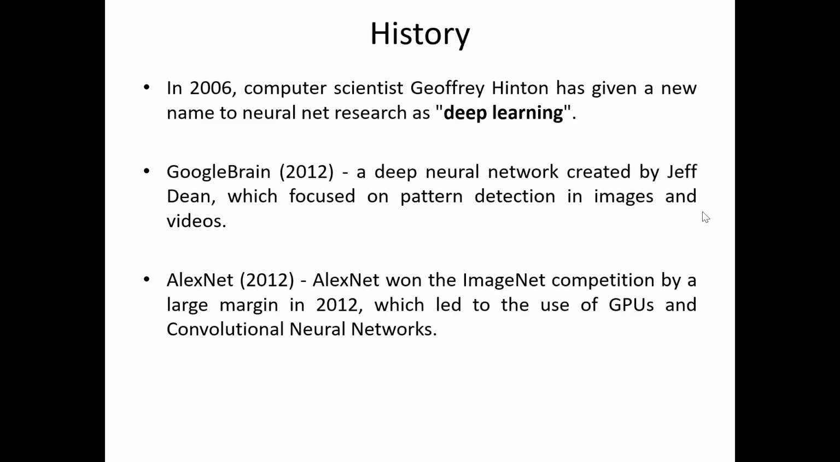Now, another milestone was achieved in 2012 by Google Brain, a deep neural network created by Jeff Dean, which focused on pattern detection in images and videos. That is another path-breaking work. AlexNet is another convolutional neural network architecture which won the ImageNet competition, that is a global competition, by a large margin in 2012, which led to the use of GPUs and CNNs, convolutional neural networks.